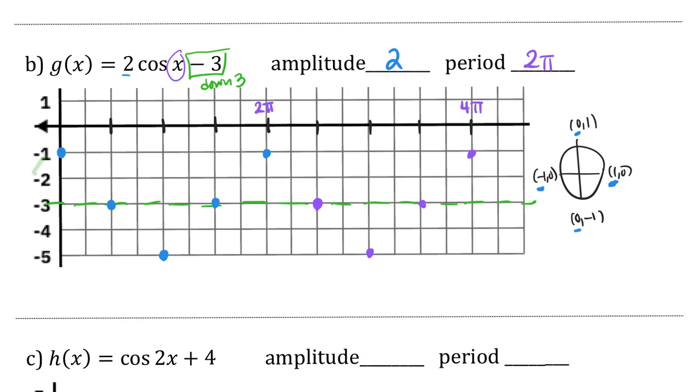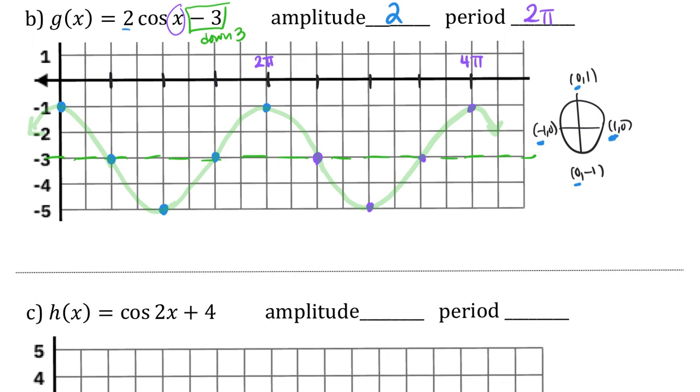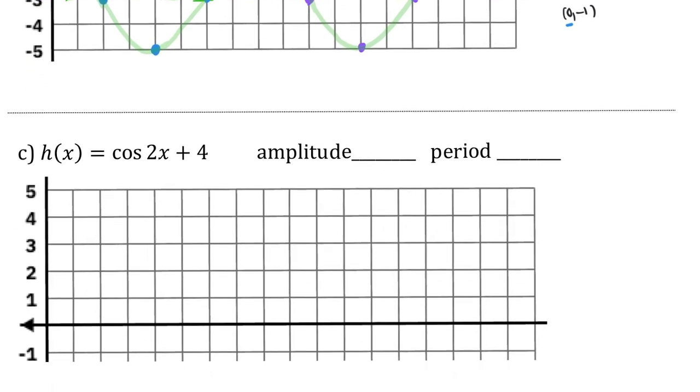It's cosine. We make it curved, and we try not to make it go above the amplitude because that would be a lie about our graph. So it looks like 2 cosine x. It looks like it got moved down 3. Okay, last one. We're going to mess with all this stuff.